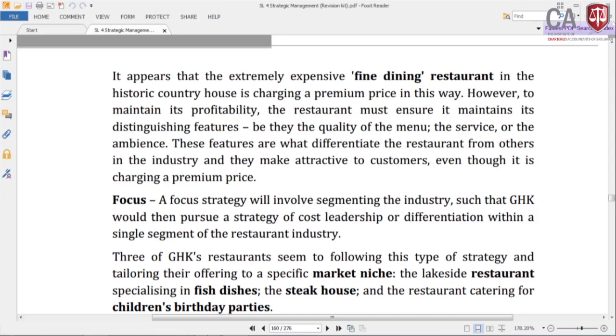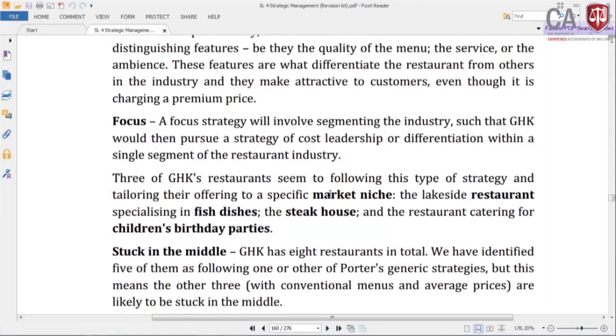Three of GHK's restaurants seem to follow this type of strategy, tailoring their offering to a specific market niche. The lakeside restaurant, we found the same, right? It specializes in fish dishes. The steakhouse, we found the same, and the restaurant catering for children's birthday parties.